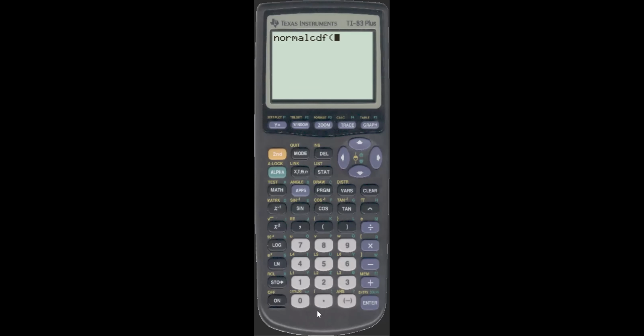So the mean in this case is 43, comma, yours will have this entered, standard deviation of 10, comma, 38, comma, 58. Okay, so when you copy and paste yours, you should get normalcdf(43, 10, 38, 58). Hit enter, and that's not correct. So I didn't put these in the right order, so I guess I need to go look.